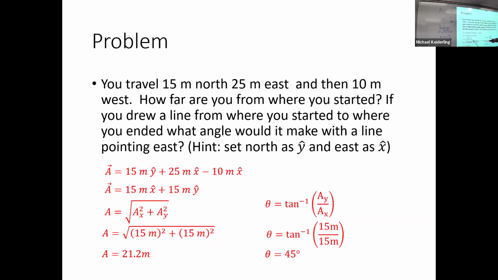So the magnitude is ax squared plus ay squared, so 15 meters squared plus 15 meters squared, take the square root. We get 21.2 meters, or 15 times the square root of 2. And the angle is the inverse tangent of ay over ax, or the inverse tangent of 15 meters over 15 meters, which comes out to 45 degrees.